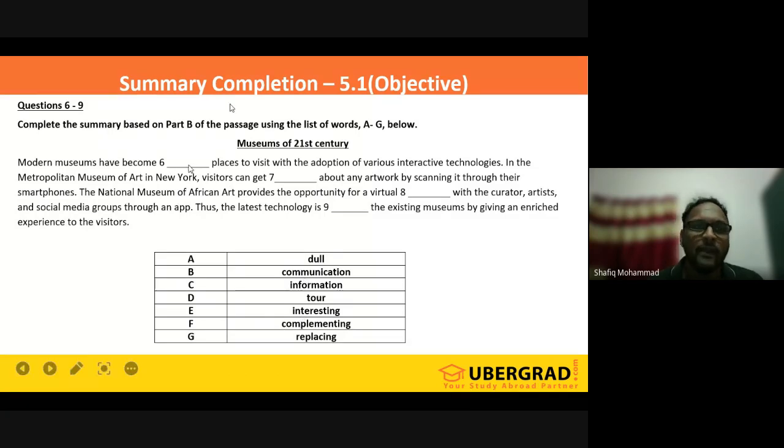So this is the way you should do this type of summary. There are two types of summaries. In one, a direct word will be given, and in the other, a paraphrase will be given in the text. Now I can see the poll, ma'am. For the seventh one, I think many of them have given C, information. Yes, 20 votes we got for information, and that is correct. Visitors can get information about any artwork by scanning their smartphones. So that is the right answer.